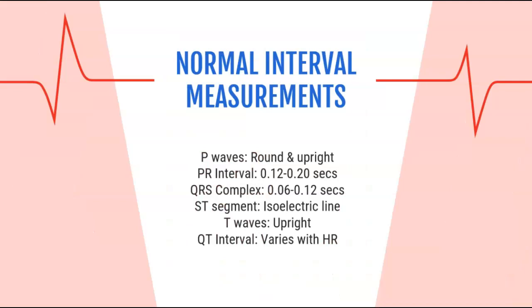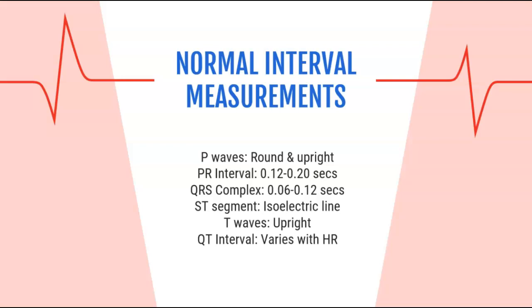As a review, P waves should be round and upright and before each QRS complex. PR interval range is 0.12 seconds to 0.20 seconds. The QRS complex should look similar throughout the strip, and the duration should be from 0.06 seconds to 0.12 seconds. The ST segment should come back to the isoelectric line. T waves should be upright, not peaked or inverted, and the QT interval will range from 0.36 seconds to 0.44 seconds, but can vary with heart rate.